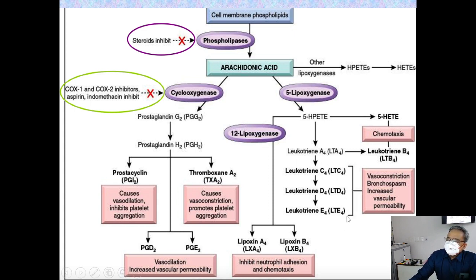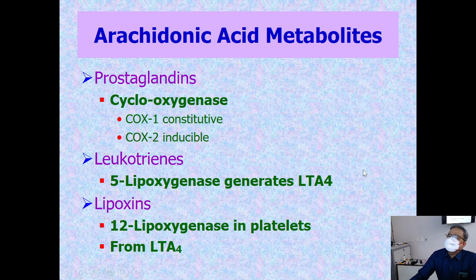C4, D4 and E4 cause whatever bad things you can think of for asthma: bronchoconstriction, vasoconstriction, bronchospasm, increased vascular permeability. So these are the bad kids, just like thromboxane. Leukotriene B4 is more of a chemotactic agent.